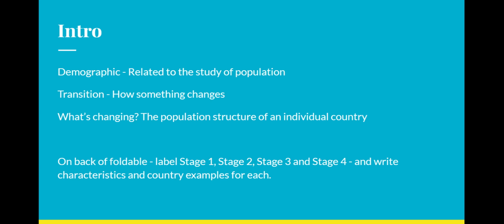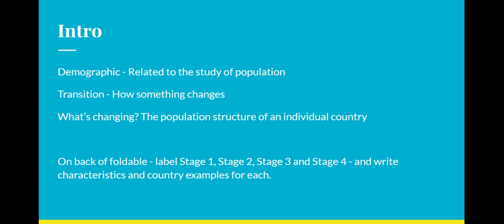do with population statistics. So to start off with, I want to think about the actual title, the words that are in the demographic transition model. So demographic means related to the study of population, and transition means how something changes. So what we are looking at when we talk about the demographic transition model is the change in population structures for individual countries. So thinking about how the changing population structure is related to development and all of the different social and developmental indicators that we've been talking about all week.